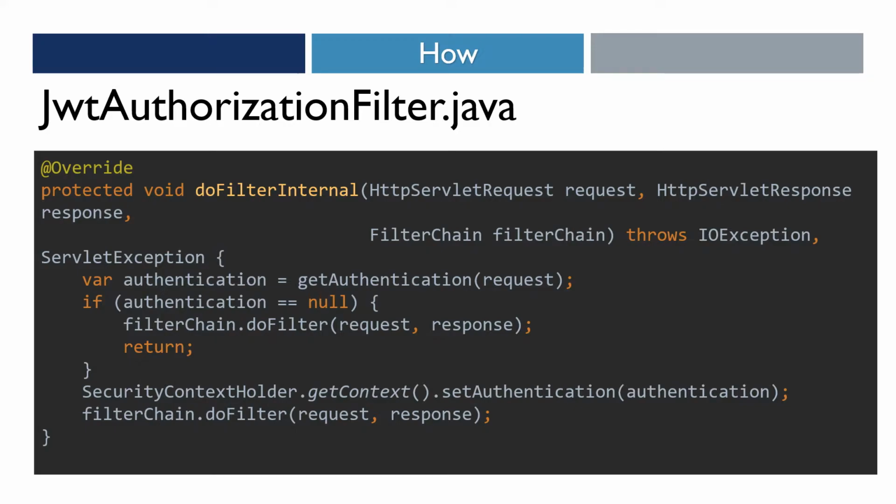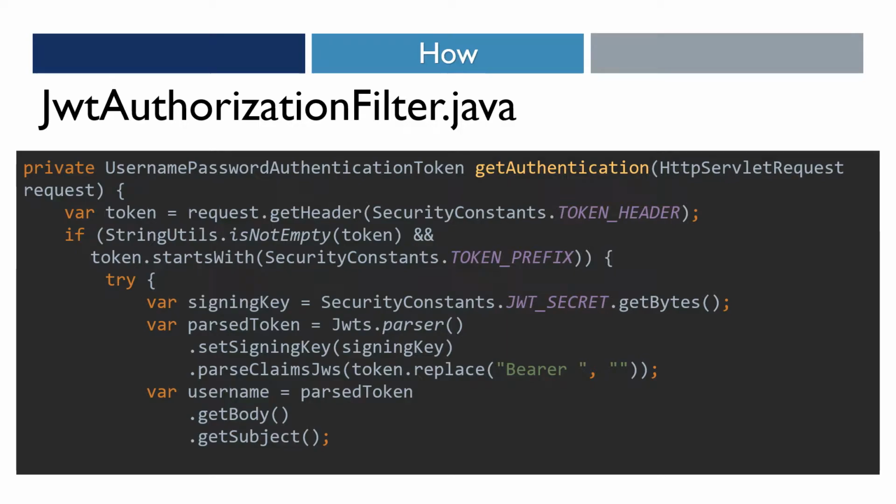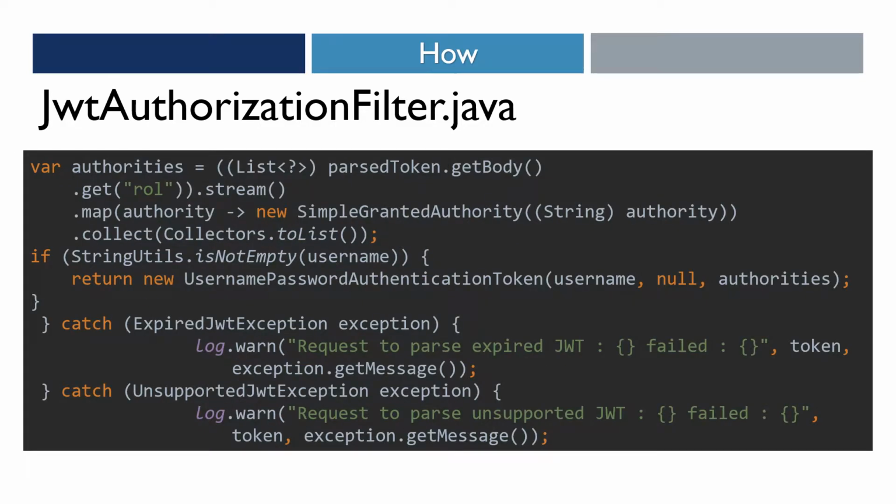This filter handles all HTTP requests. This filter checks if there is an authorization header with the correct token. Filter checks if the token is not expired or if the signature key is correct. If the token is valid, then the filter will add authentication data into the security context.